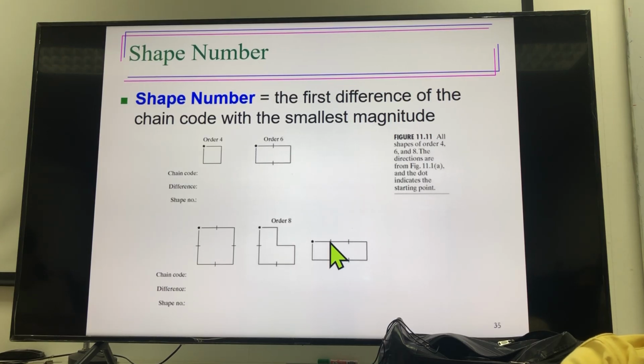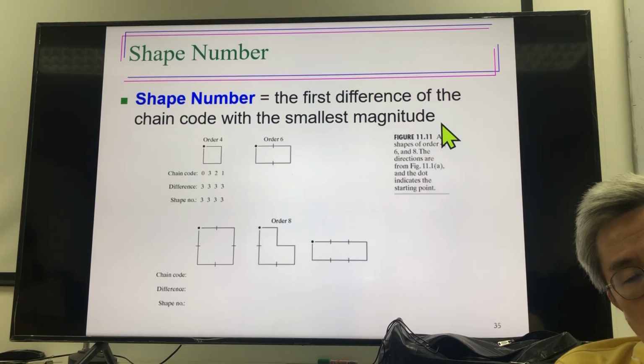Shape number, we already explained that. Okay, shape number is just the first difference of the chain code with the smallest magnitude.